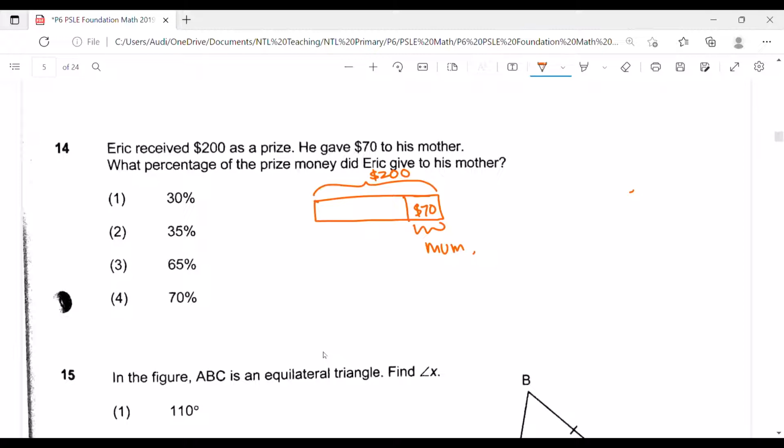So to get the percentage, you need to find the fraction first. So what is the fraction? Take 70 divided by 200. This is our fraction, okay? So we can do this first. So we get 7 over 20. Okay, this is the fraction.